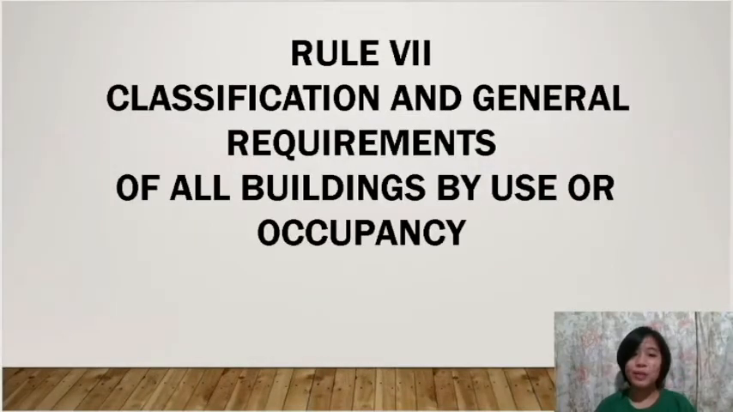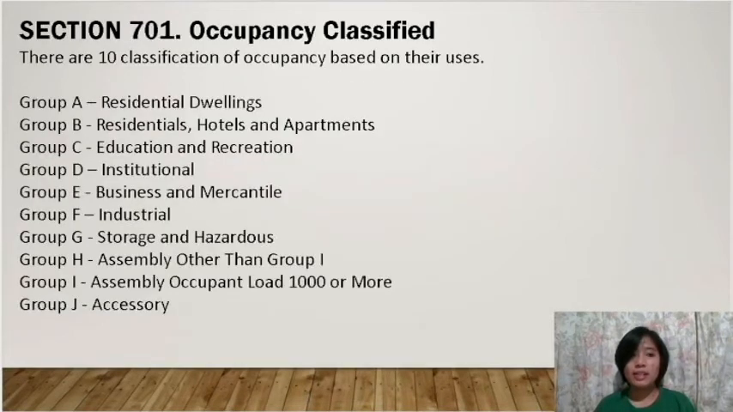Hi, I'm going to discuss Rule 7, classification and general requirements of all buildings by use and occupancy. In Section 701, Occupancy Classified, there are 10 classifications of occupancy based on their uses. Group A, we have residential dwellings such as family dwellings, dormitories, townhouses, etc.